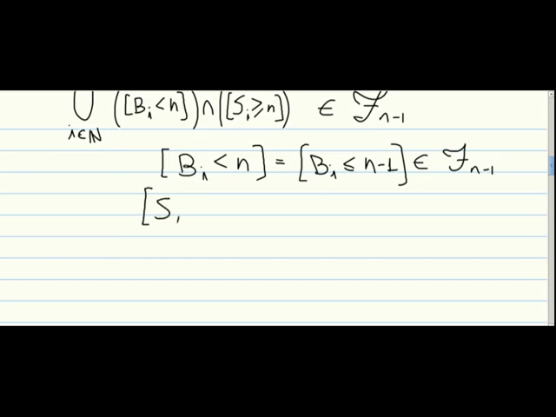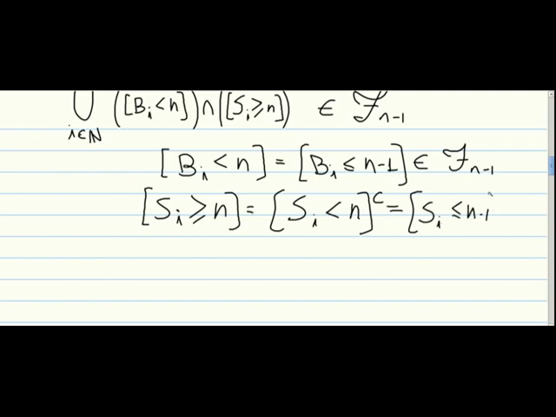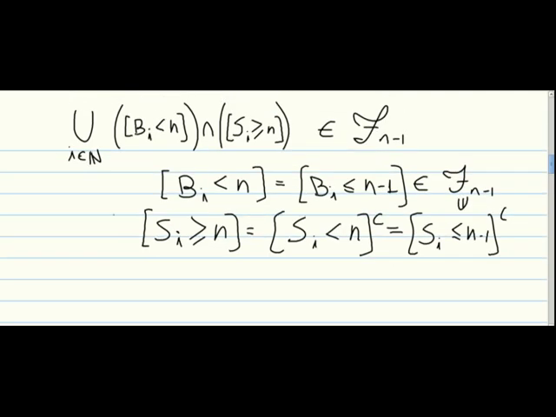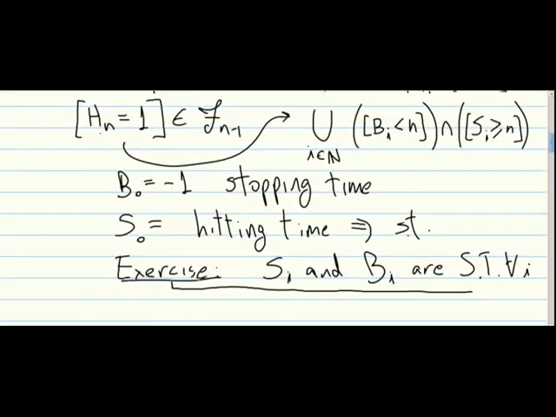So very similarly, if you look at Si, this is the complement of Si smaller than n, right? If it's bigger or equal, it's because it's not smaller. And this, by the same argument as above, is Si smaller or equal than n minus 1 complement, so it's also here. And since this is for every i, we've proved that this Hn is Fn minus 1 measurable, and we're good to go.